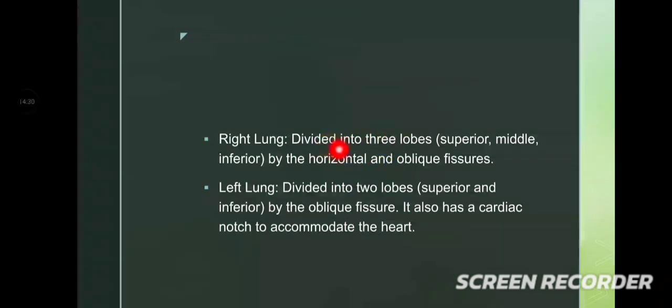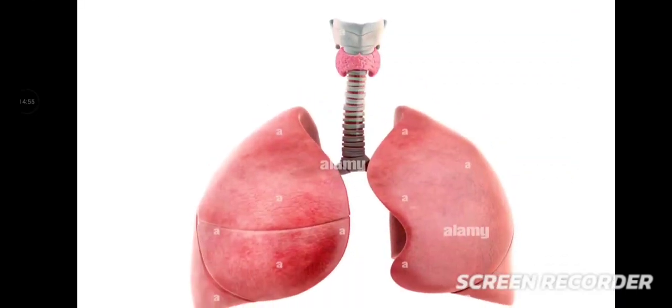So the right lung is divided into 3 lobes: the superior, the middle, and the inferior, which are divided by the horizontal and the oblique fissures. Then the left lung is divided into 2 lobes, the superior and inferior lobes, divided by what? The oblique fissure. The left lung also has what we call a cardiac notch to accommodate the heart. So you can see that it has this notch here. This notch is called the cardiac notch. This is where the heart fits. So the normal lung should have this cardiac notch.